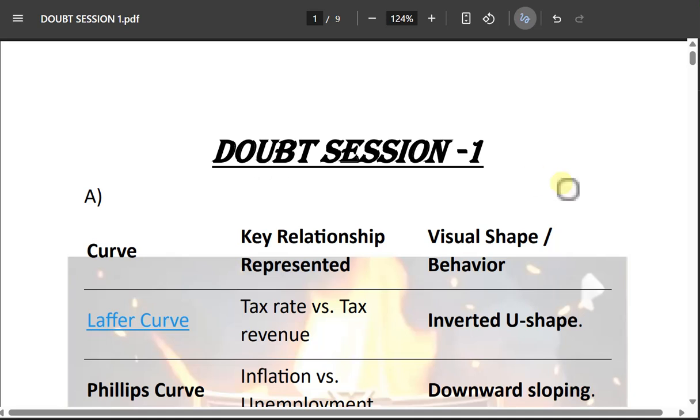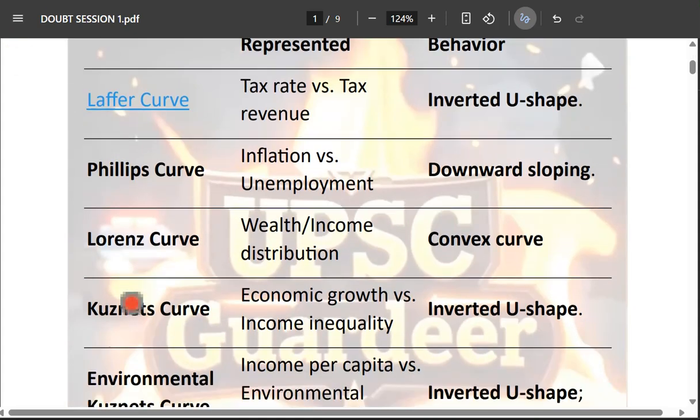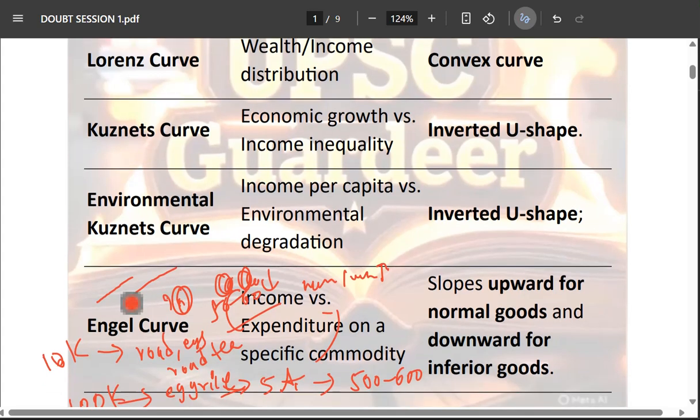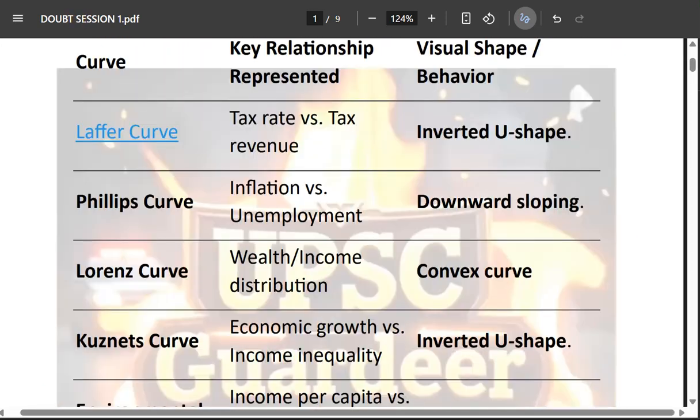So first, let us start with the first doubt session, on economy. Our student has asked about the explanation of important curves in economy. We have five important curves we need to know: Laffer's curve, Phillips curve, Lorenz curve, Kuznets curve, and Engel's curve. We'll study how each goes and understand the things. First one is the Laffer curve.